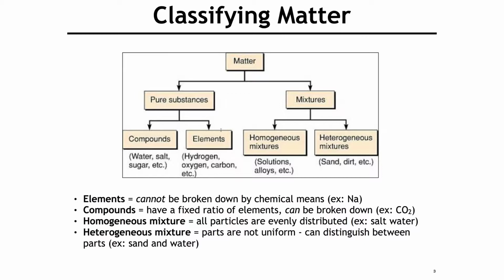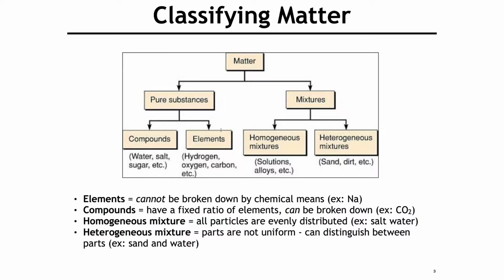If they ask you a question about what can be broken down by chemical means, you need to know elements cannot be broken down by chemical means. Like sodium, it's staying sodium. If you have a compound, it can be broken down. Carbon dioxide could be broken down into carbon and oxygen. And you need to know the term "fixed ratio": 1 carbon to 2 oxygen.